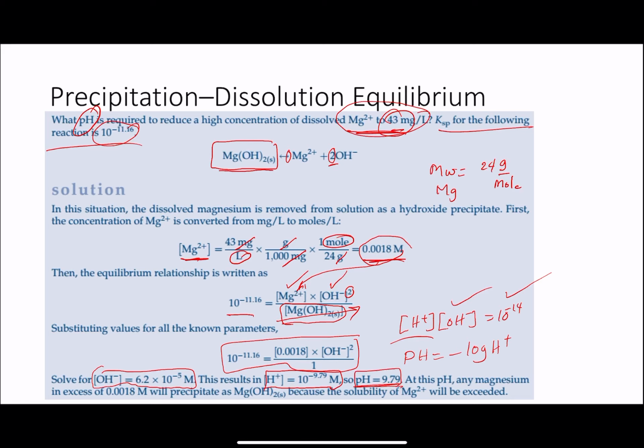So you have to raise it all the way to almost 9.8 pH in order to reduce this high concentration of magnesium. Of course, at this pH, 9.79, any magnesium in excess of 0.0018 will precipitate as Mg(OH)2 solids. So they will be precipitated down into the bottom of the tank, because the solubility of Mg2+ will be exceeded. So anything higher than this will be precipitated. Okay?